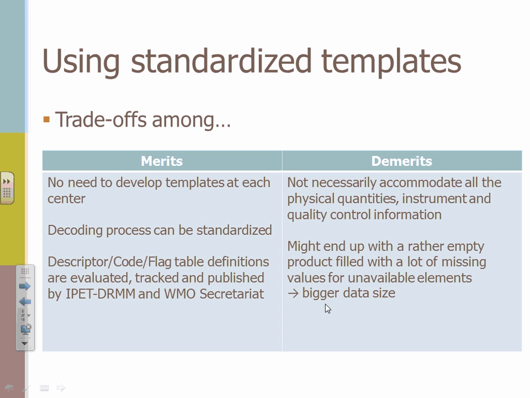And another one is mentioned repeatedly, but some standardized templates include a lot of physical quantities, but your center might not have those elements available. In that case, the data might end up as a rather empty product filled with a lot of missing values from unavailable elements. And this is actually using TDCF, but the size is rather big and with empty information. So sometimes this happens. So there are trade-offs, good points and bad points.